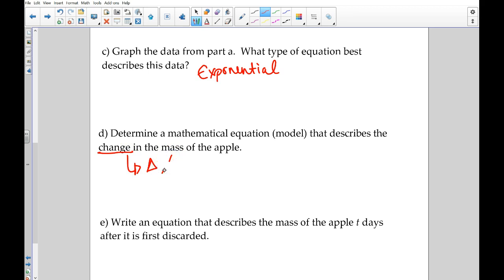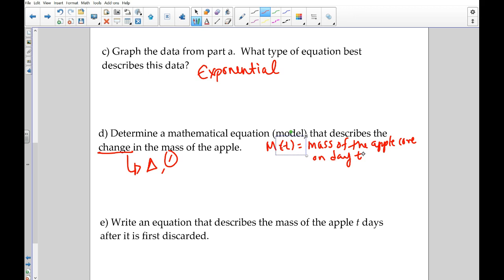Now change, we can either do delta or prime notation. I'm going to probably stick with prime for right now because we're thinking of it as changing right at a specific moment. And so if I say let m be, I'm going to say m of t. This is going to be the mass of the apple core on day t.